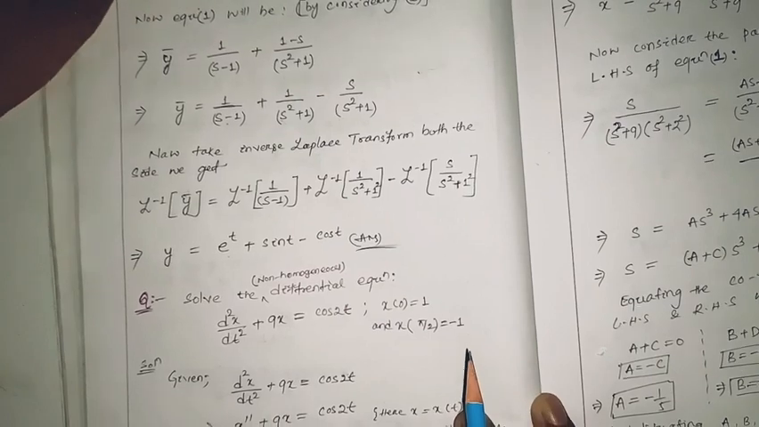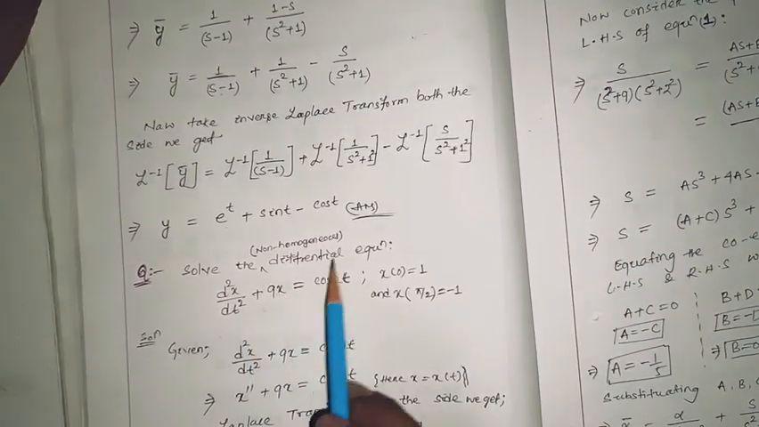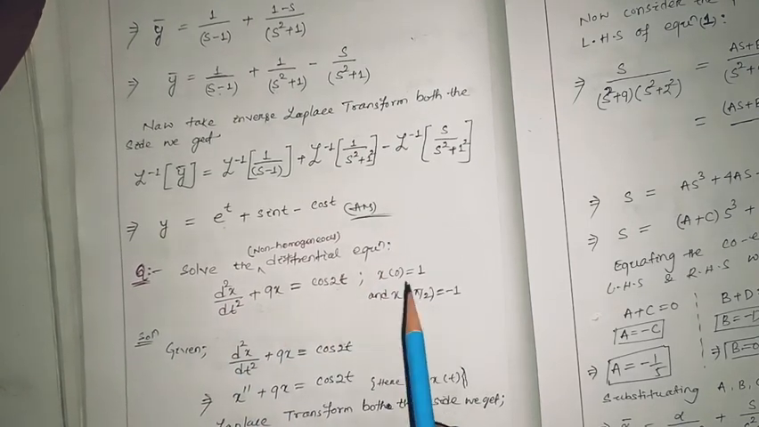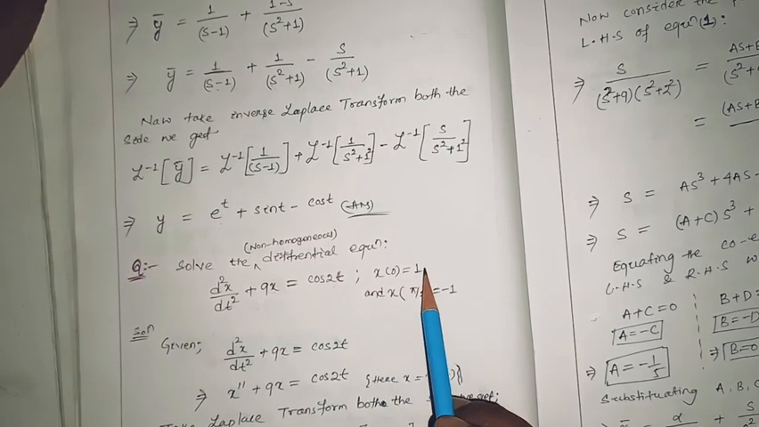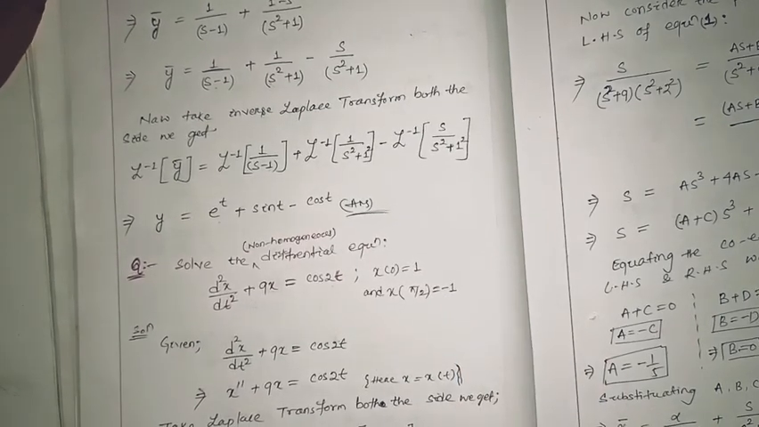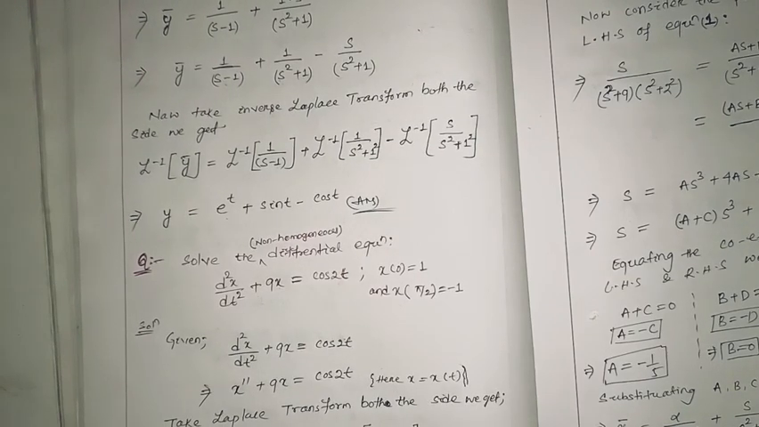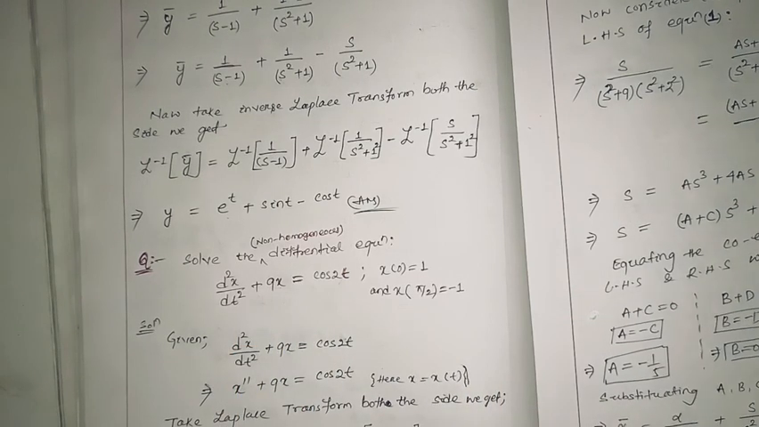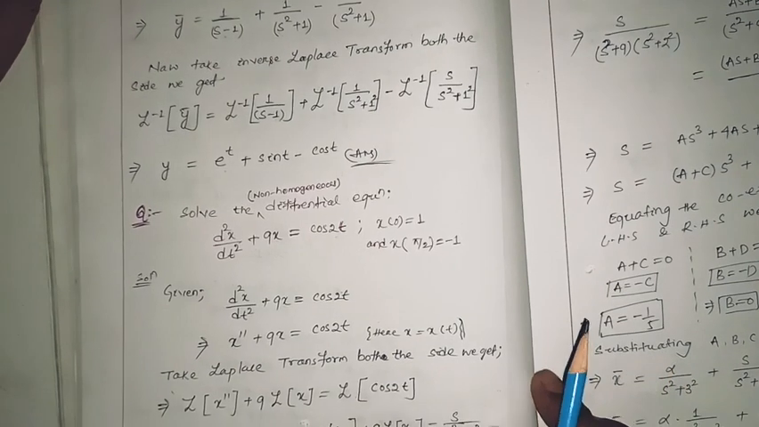Now we are going to go for another question. This is also a non-homogeneous differential equation, that is d square x by dt square plus 9x equal to cos 2t, given that x at t equal to 0 will be equal to 1, and x at t equal to pi by 2 equal to minus 1. These are the two boundary conditions or initial value conditions that we have to use to solve this differential equation, or to find out the x value for this differential equation using Laplace transform. Okay, so let's start.